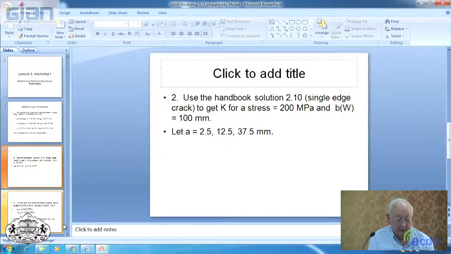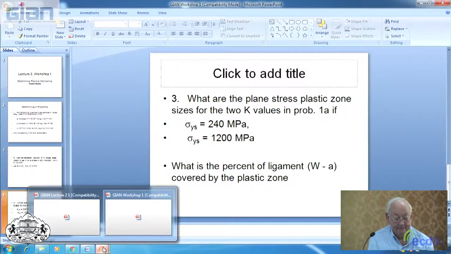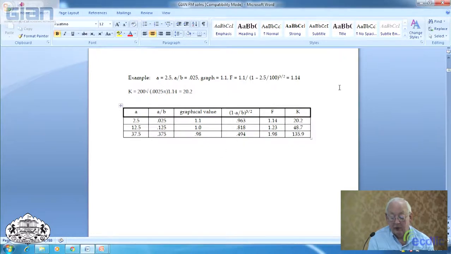Now, look at this next one. We were talking about plastic zone sizes, and this problem says, what is the plane stress plastic zone size for the two K values in problem 1A for two yield strengths, 240 MPa and 1200 MPa? And then if you have that geometry, what percent of the ligament, which is W minus A, is covered by the plastic zone? To tell whether you're good for using the K approach, which is essentially linear elastic, you want to see how big the plastic zone is and compare it with something in your structure. In this case, the structure, of course, is a specimen. Let me show you what the two K values were.